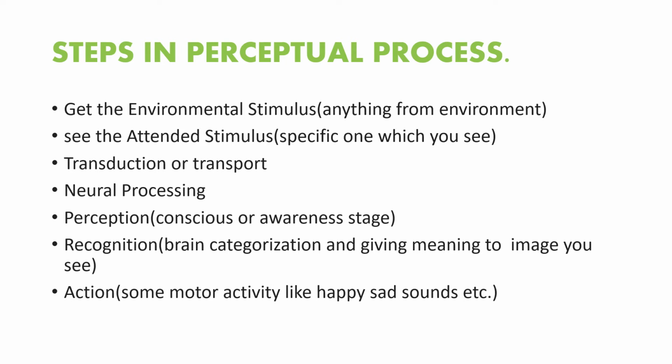So get the environmental stimuli. All the environmental stimuli are there. From that, specifically pick what you want. Then transport of the stimuli, that neural process will take place, then perception, that awareness will come, then our brain will categorize and give a meaning to the image you want to see, then action will take place. You will feel happy, sad, or cry, you will make a sound, you will do some motor activity. So these are all the steps in this perceptual process, and it will happen within a fraction of a second. This sensory experience of the world is known as perception.